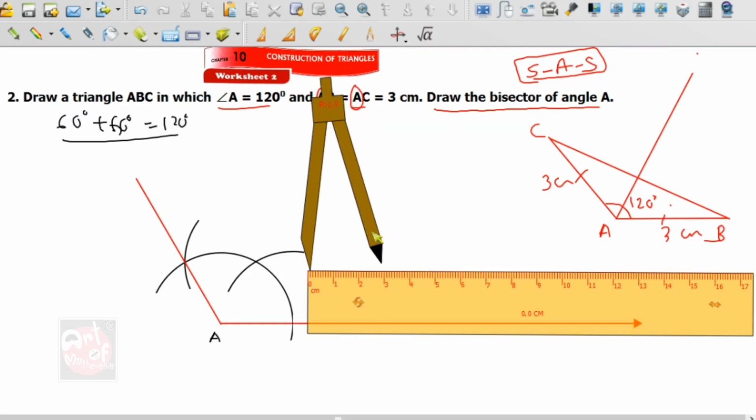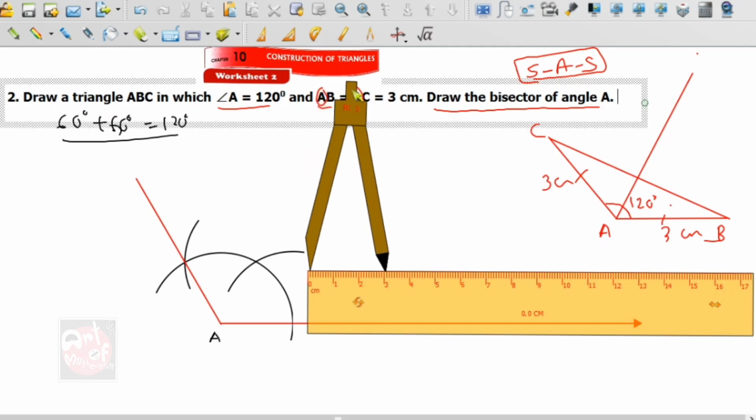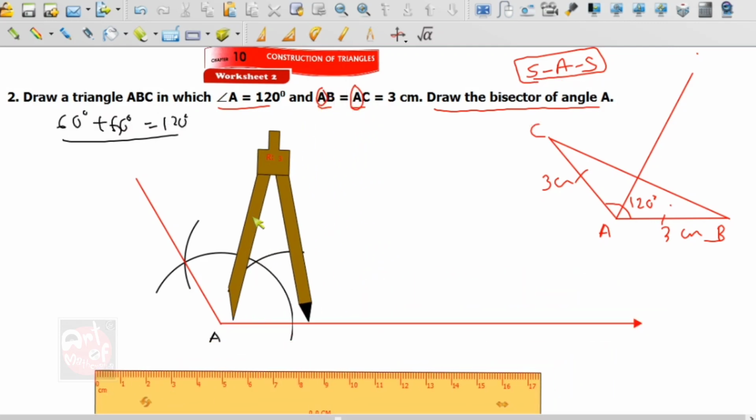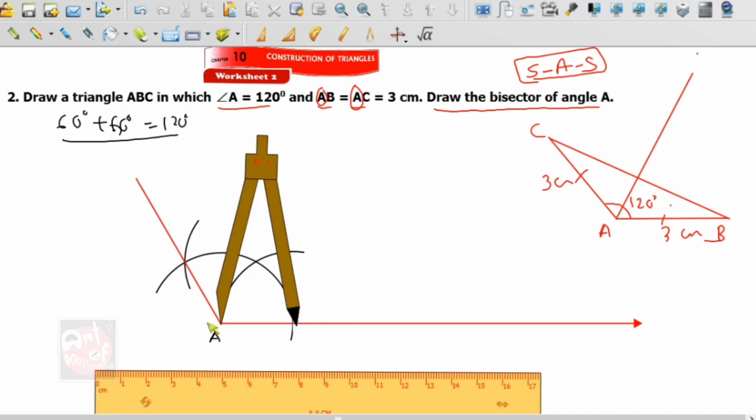Put at 0, and you can draw it separately. Okay, see, 3 centimeter. Can you see that? Now put the compass at A, that means A as a center there. This is 3 centimeter, so here it is 3 centimeter.